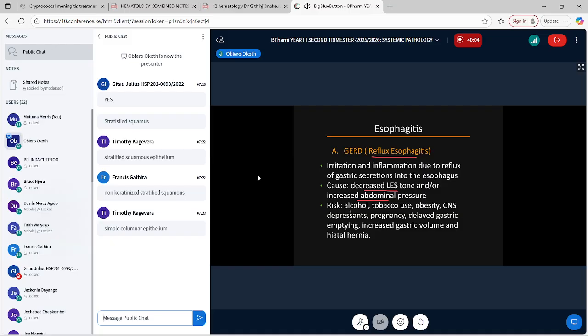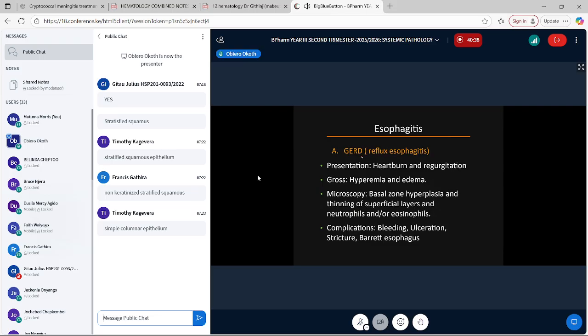So alcohol can do that, tobacco use can do that, obesity, CNS depressants, pregnancy. If you have a delayed gastric emptying, it means there's a lot of food, a lot of content in the stomach. If you have increased gastric volume and even hiatal hernia, I'm going to show you what I mean by hiatal hernia. All this can give you reflux esophagitis or gastroesophageal reflux disease. And they normally present with heartburn or regurgitation.